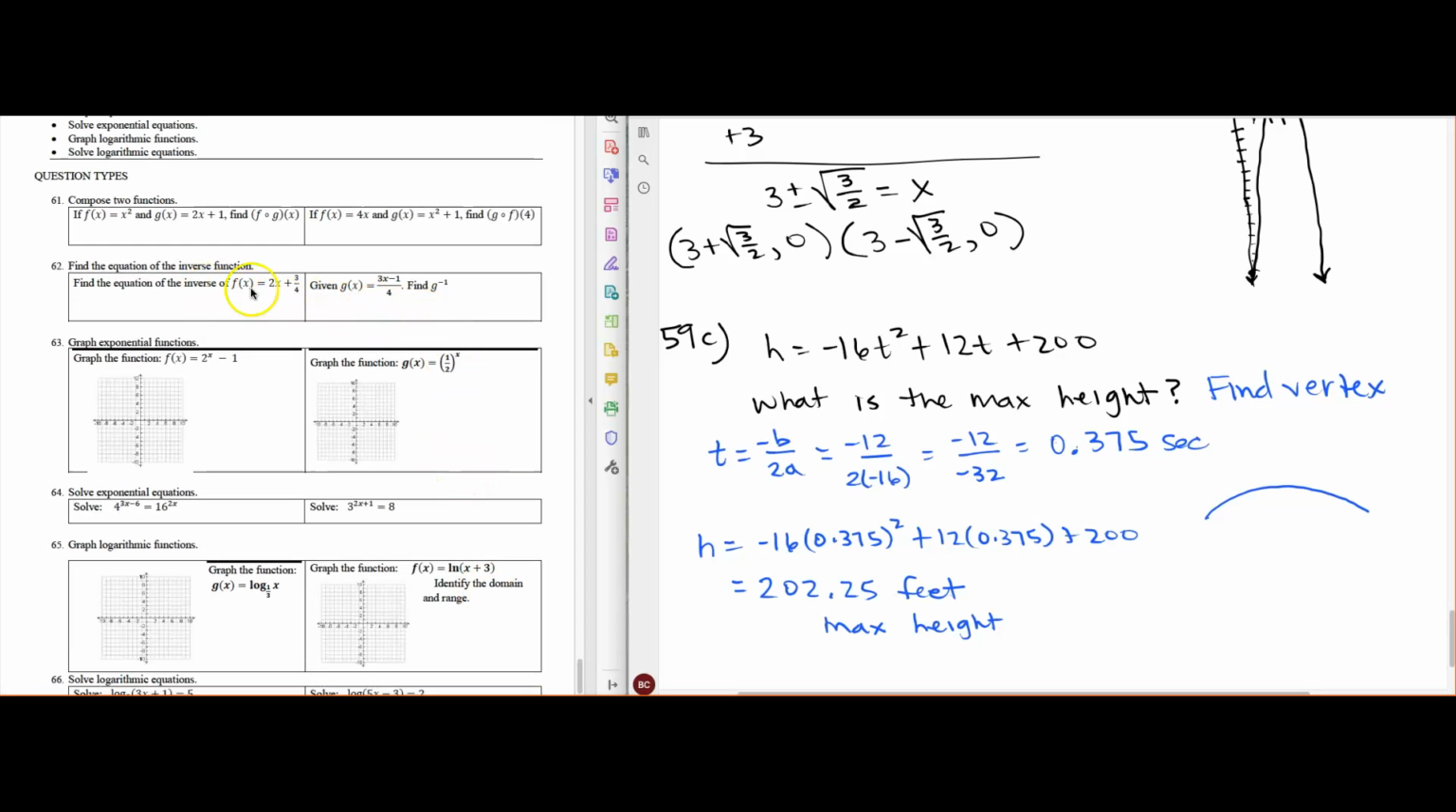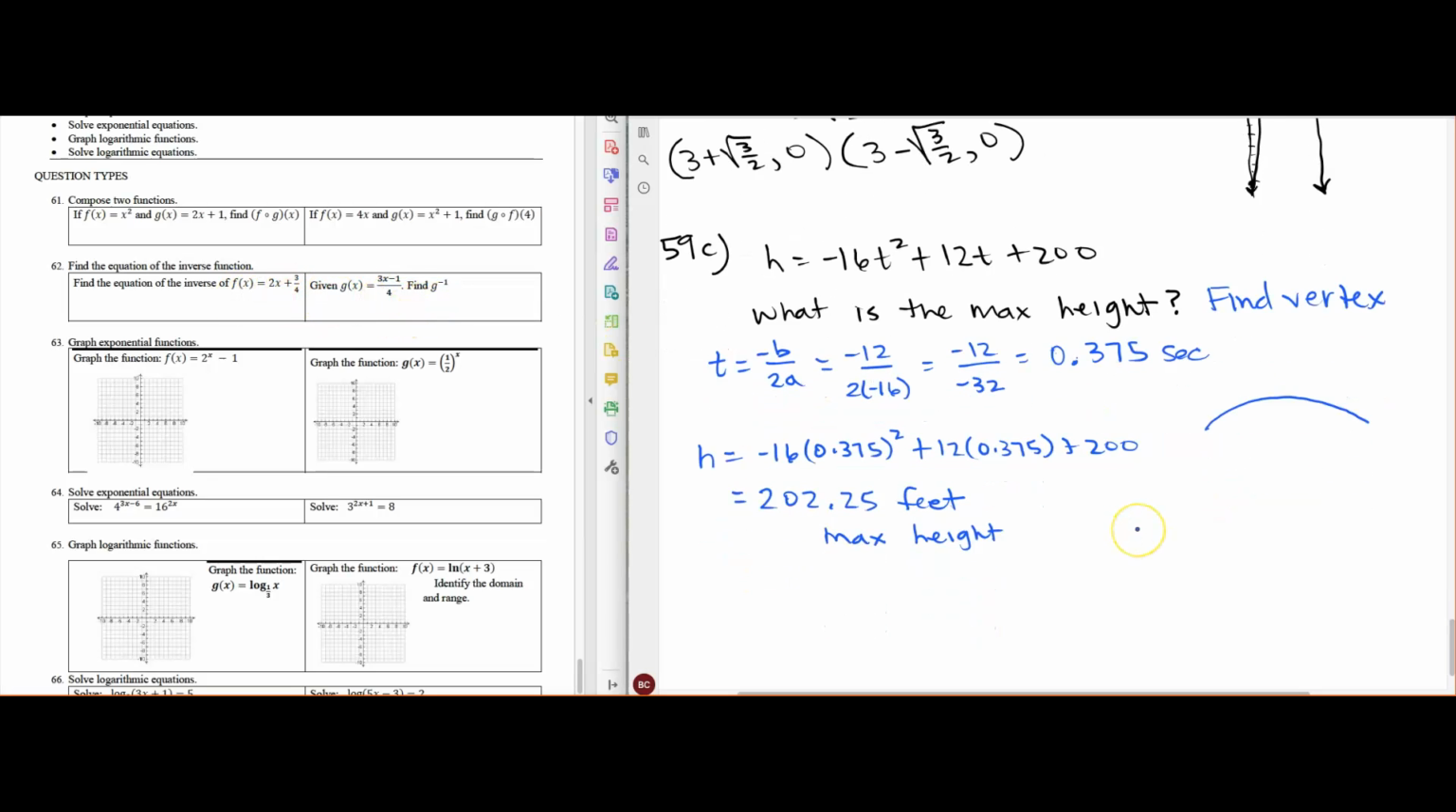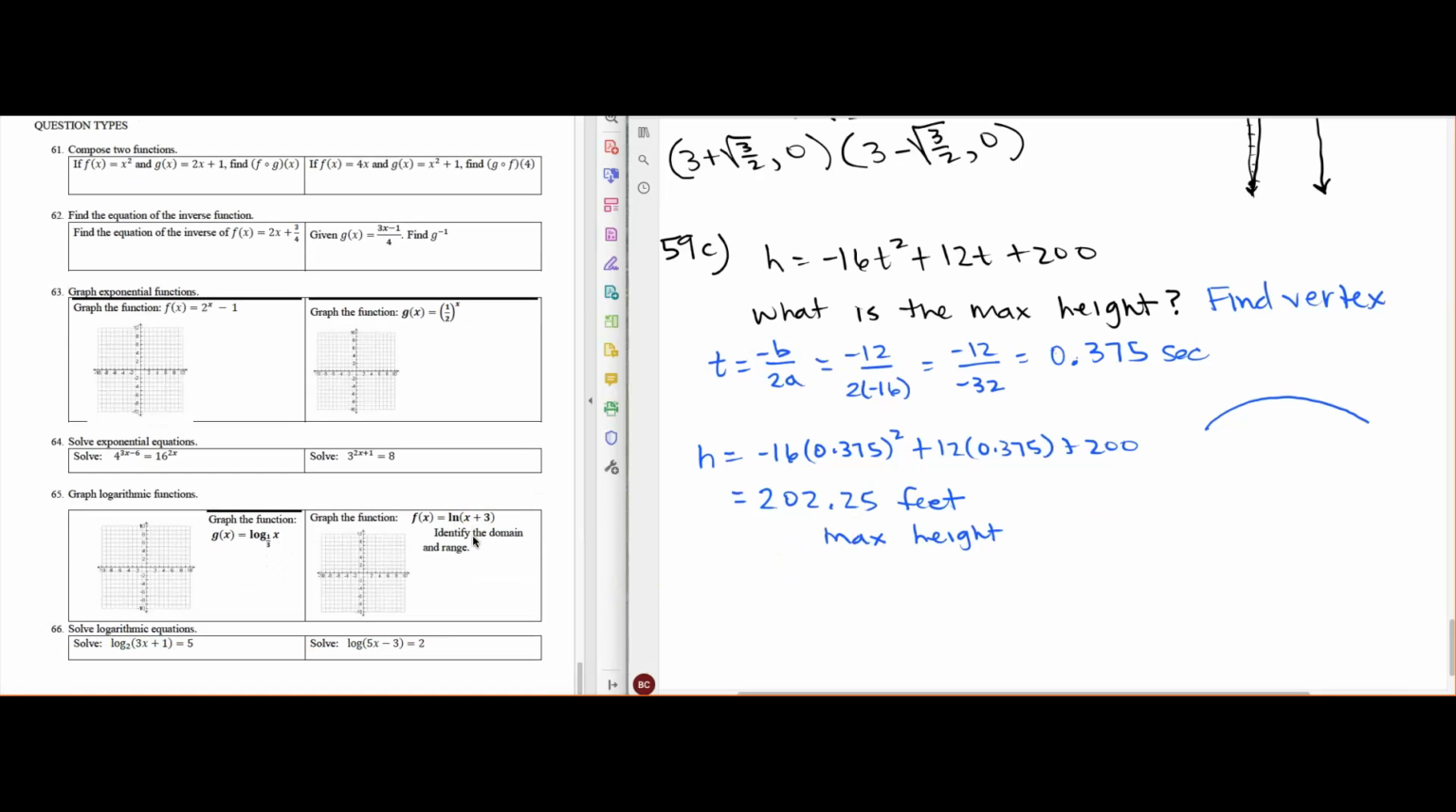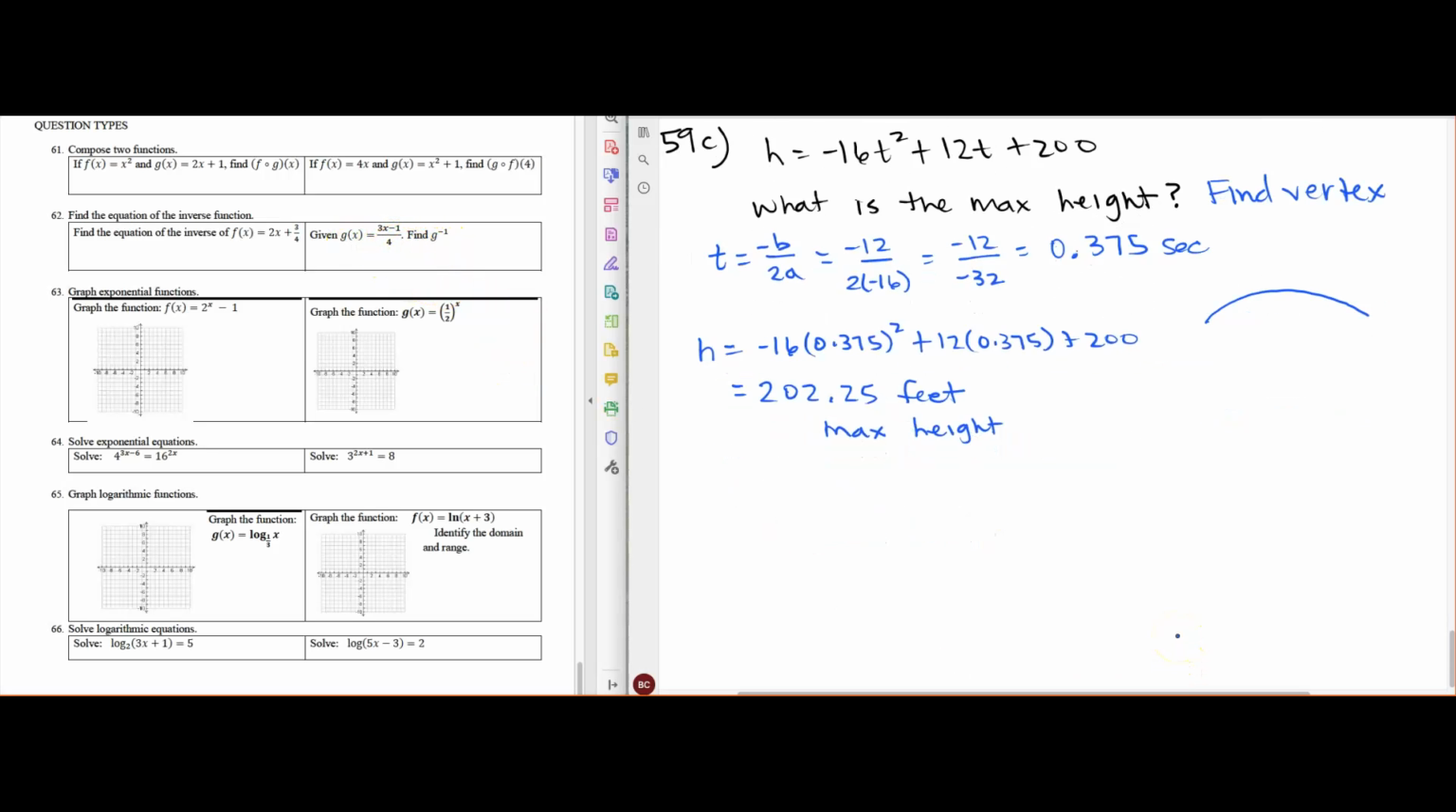Okay, what about finding the inverse of functions? How do you guys feel about that? Do you want to look at one of those? Yeah, I'd like to look at those. Okay. Let's maybe do that second one on there. So call it 62B. That one says g of x equals 3x minus 1 all over 4, right? And it wants us to find the inverse.